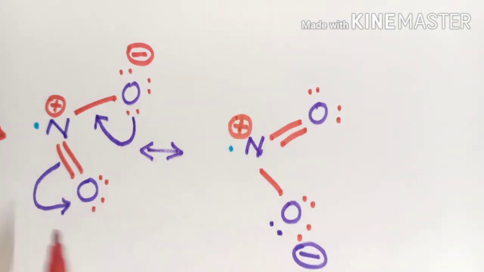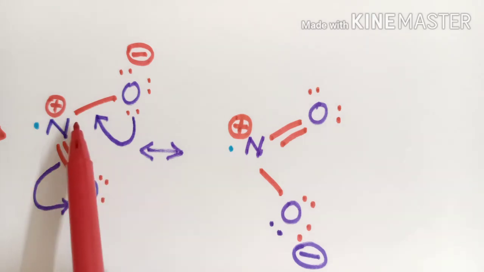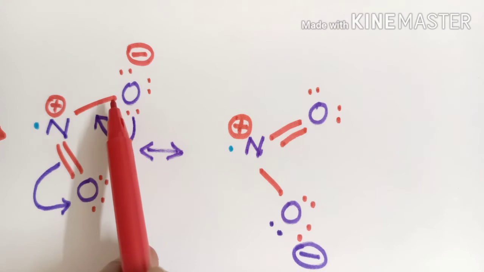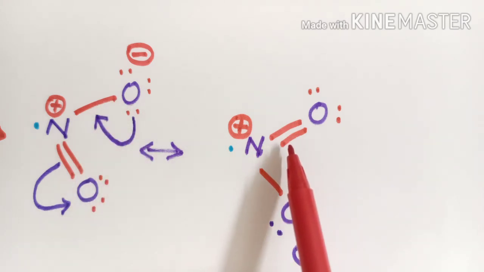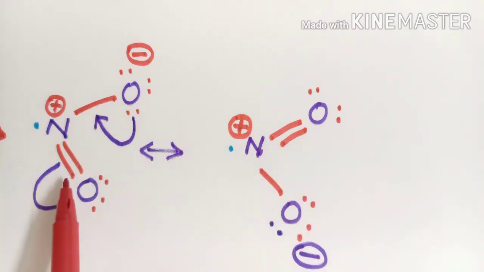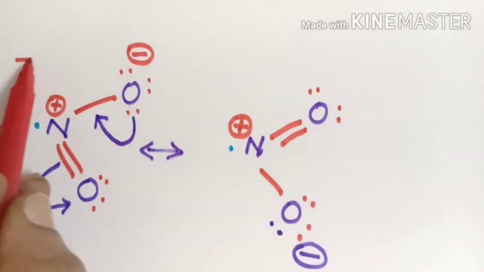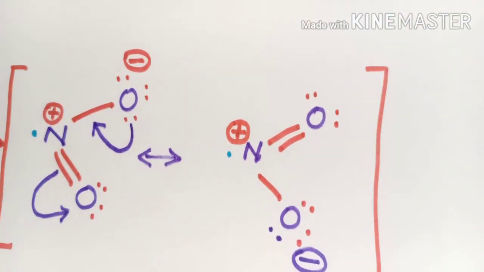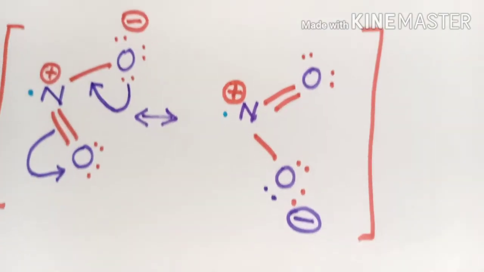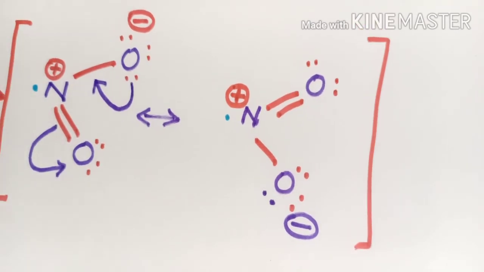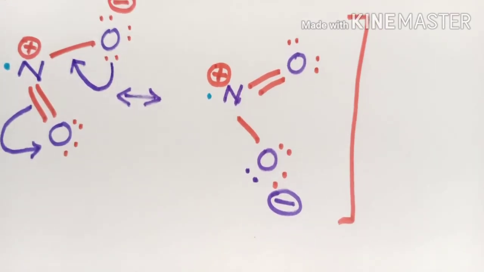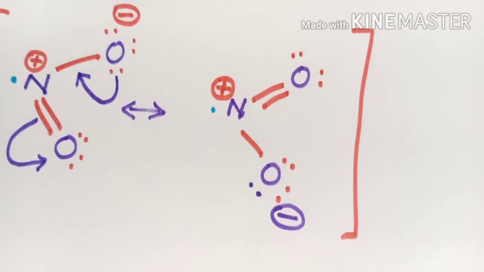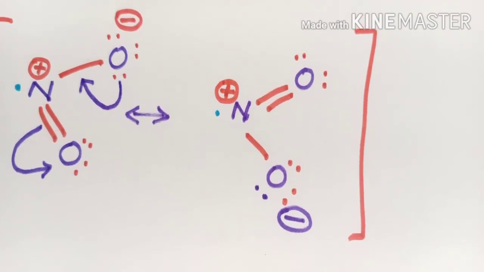So just check the structures of nitrogen dioxide. In the first case, you find that there was a single bond here. Now it has been converted to a double bond. This has been converted from double bond to single bond. So these two are the contributing structures, or that will be called the canonical forms of nitrogen dioxide. With the result, nitrogen dioxide will attain somewhat a stability.